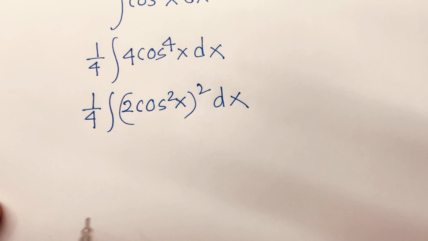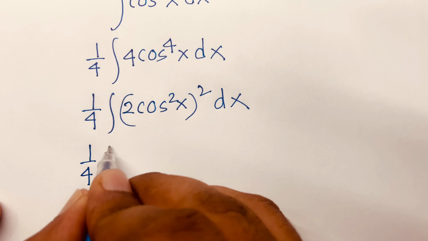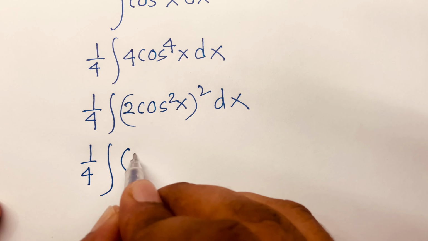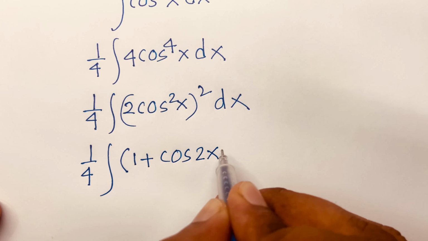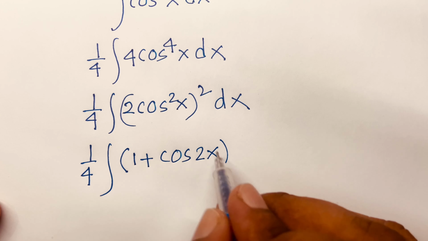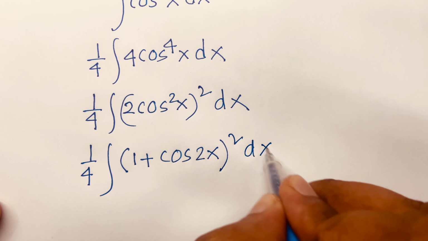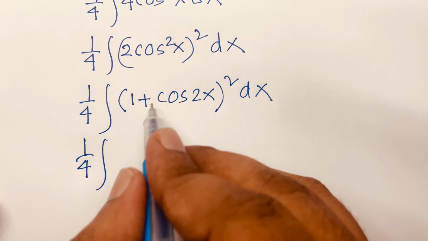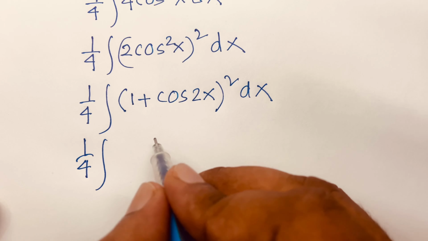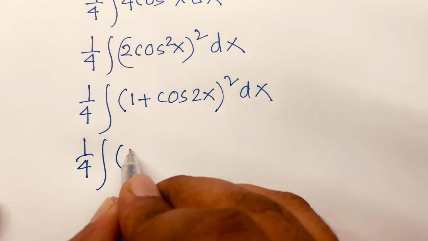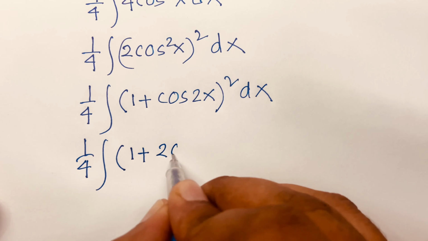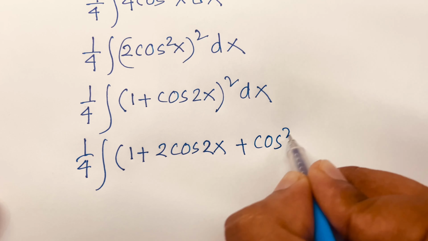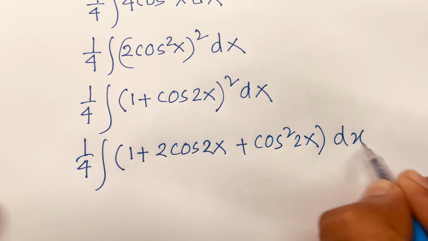Then I can say 1 over 4 integral of 2 cos square x, it will be (1 plus cos 2x) square dx. Then 1 over 4, we know that (a plus b) whole square is a square plus 2ab plus b square. According to these rules, I can say here is 1 plus 2 cos 2x plus cos square 2x dx.